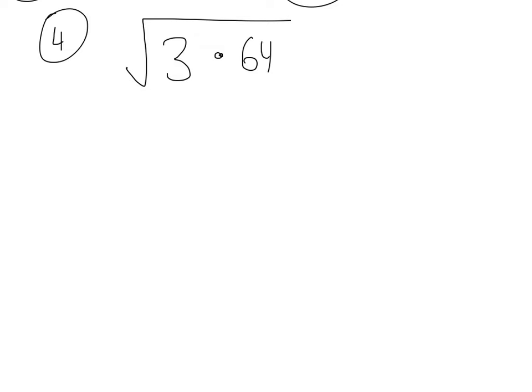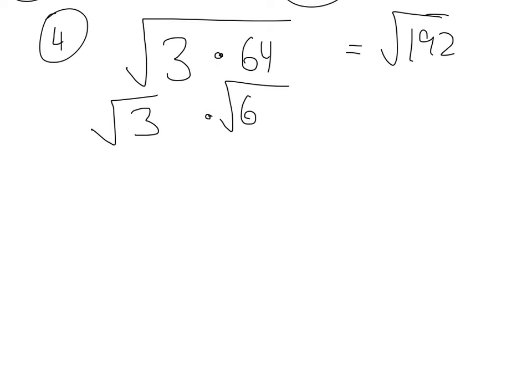Well, 3 times 64. 3 times 64, let's see. Well, 3 times 64, that gets you 192. Now 192 is not a perfect square, so it's actually not helping me get any closer to the answer. So let's use the product property of square roots to break this down. Remember that I can rewrite this as the square root of 3 times the square root of 64 individually.